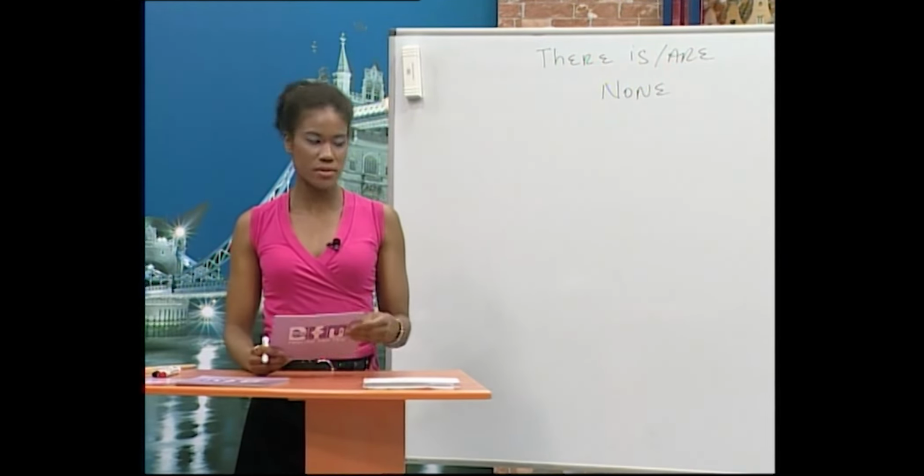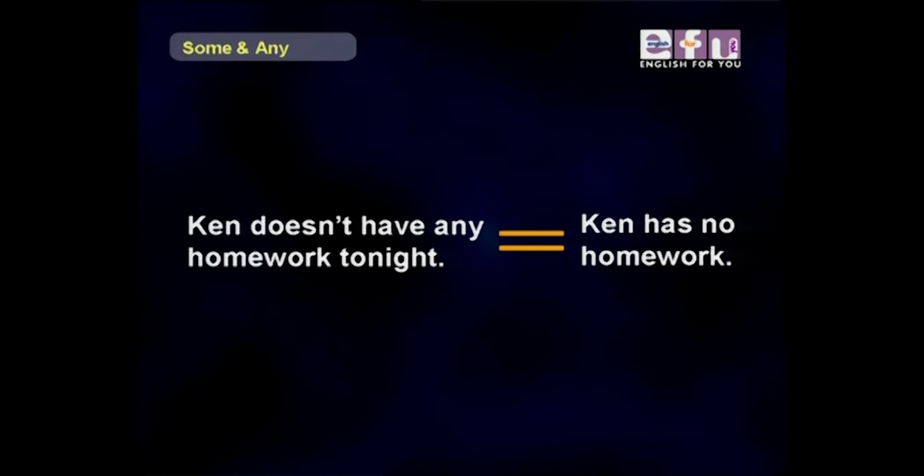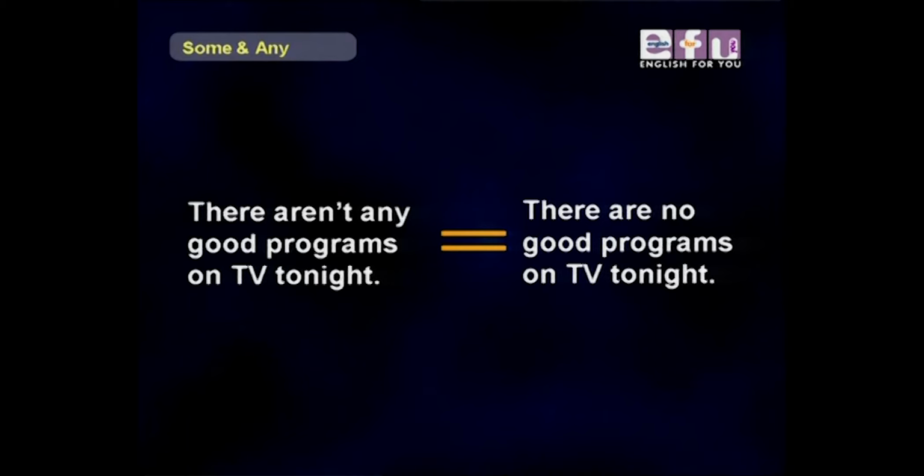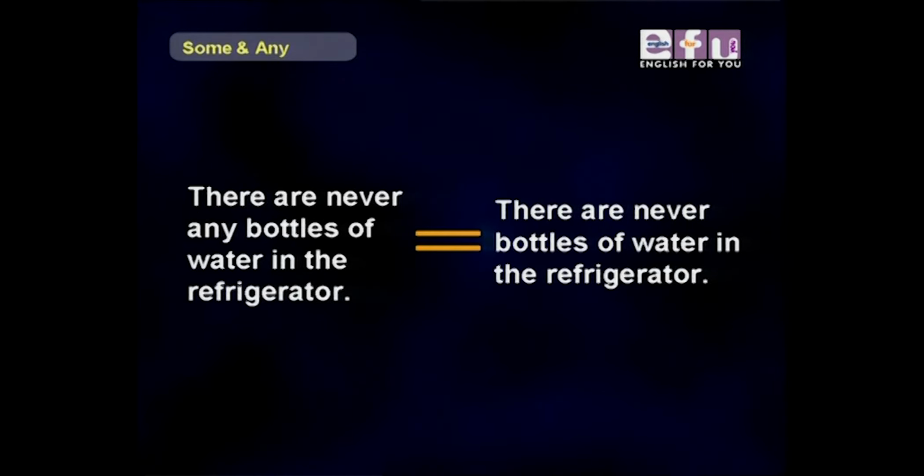Take a look at these examples. Ken doesn't have any homework tonight means the same as Ken has no homework. Different example. There aren't any good programs on TV tonight. This is the same as there are no good programs on TV tonight. Another example, there are never any bottles of water in the refrigerator. Means the same as there are never bottles of water in the refrigerator.